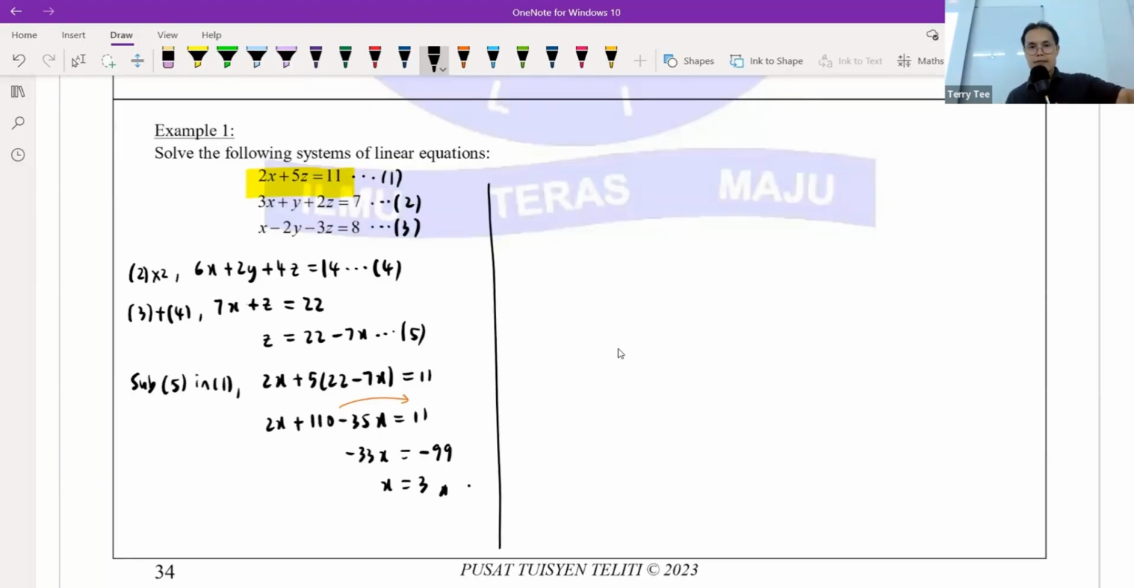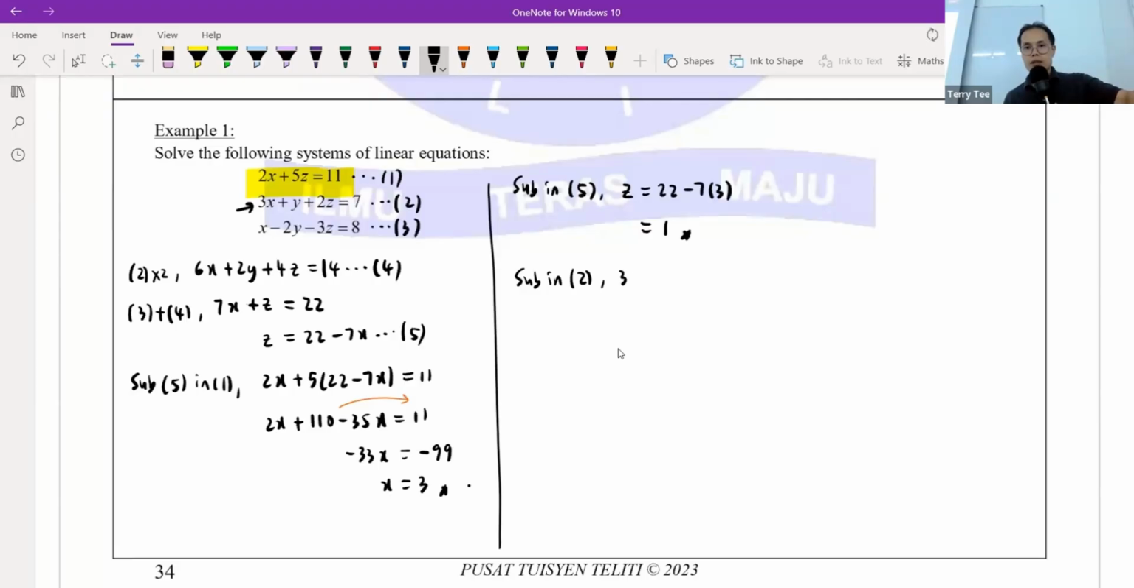Once you've got your x value, you need to find your y or your z. Maybe I substitute inside equation 5 first to find my z. My z is 22 minus 7 times 3. 7 times 3 is 21. 22 minus 21, z is 1. Then I substitute inside equation number 2. You can substitute inside equation 3 as well, but equation 2 is easier.